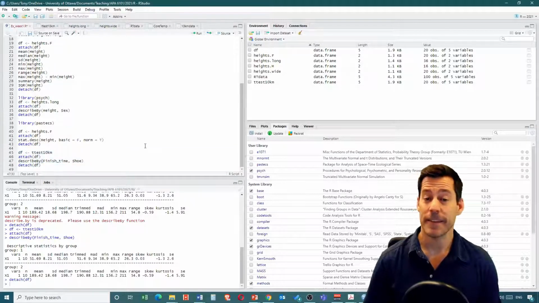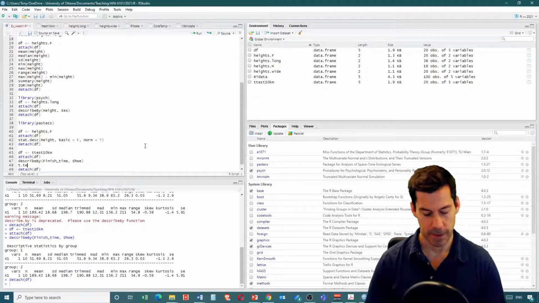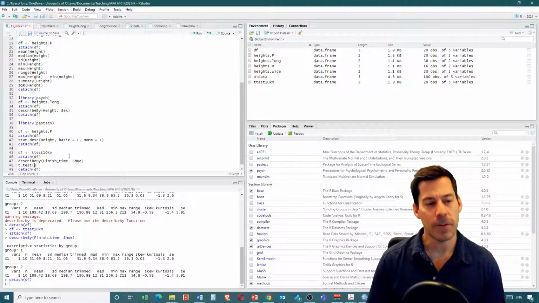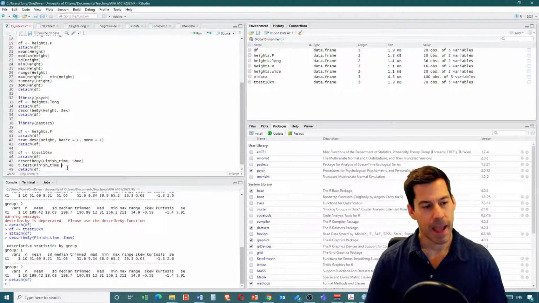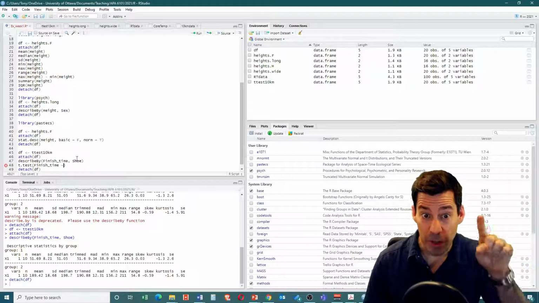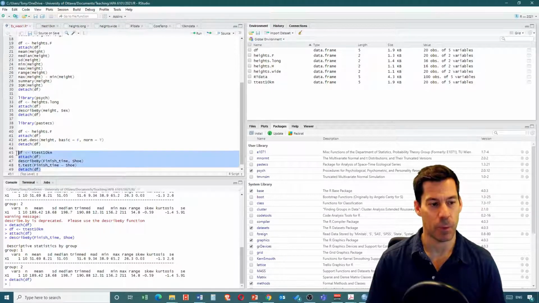So now let's simply do a t-test on this. The way we're going to do that is by using, you guessed it, the t-test function, t.test, and we see it comes up here. I'm going to do something very similar to this. It's going to be finish underscore time, in this case using the little squiggle, the tilde, as a function of shoe. Okay, now let's see what happens when I run this.